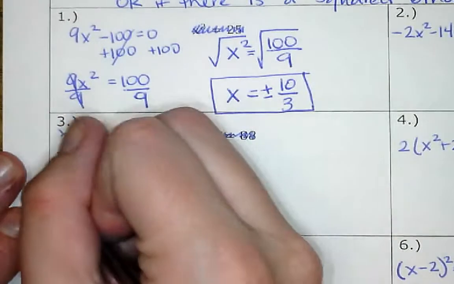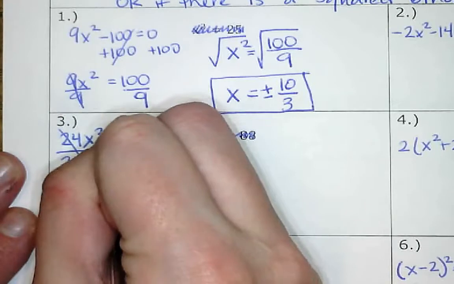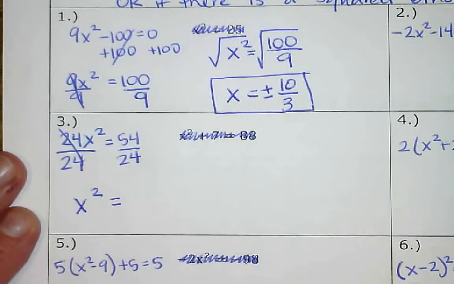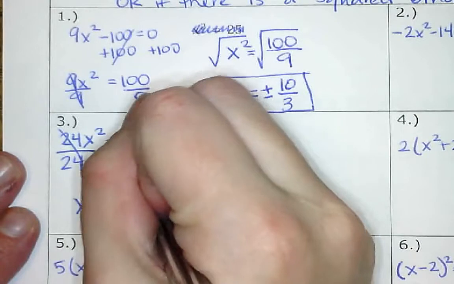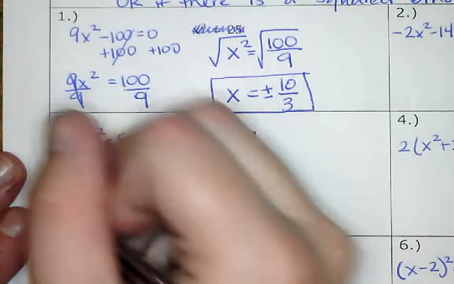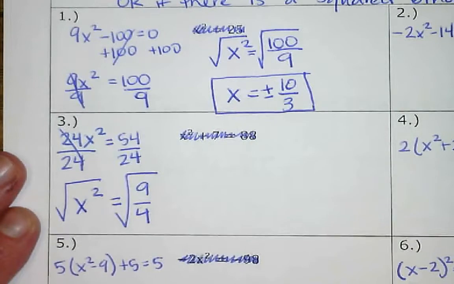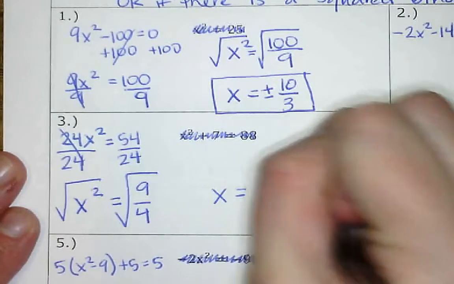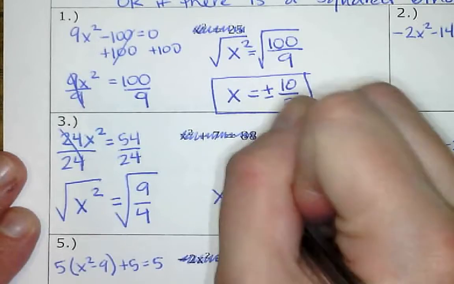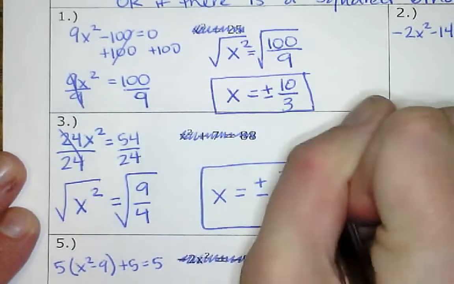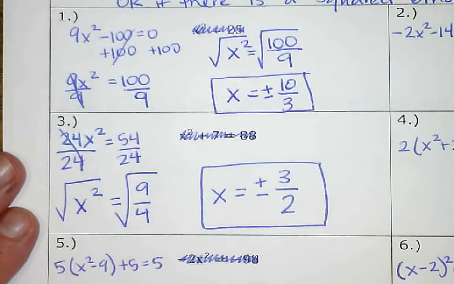Does that simplify at all? What is 54 divided by 24, y'all? They're both divisible by 6. What was that up there in front? 9/4. Yes. So that's 9/4. So then we're going to take our square root of both sides here. And guys, what is the square root of 9? 3. And what is the square root of 4? 2. But it is plus or minus. So my solution is x equals plus or minus 3/2. So positive 1.5 and negative 1.5.